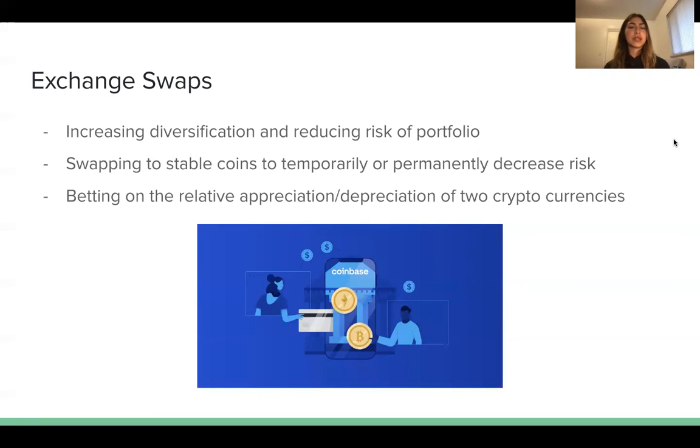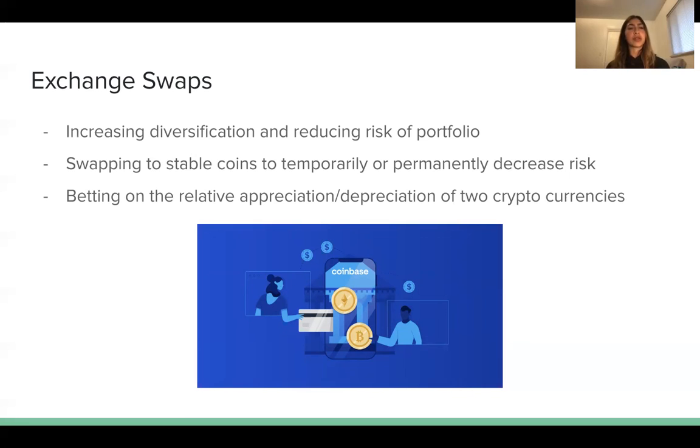And there's also stable coins available, like the coin Tether that follows the US dollar. And these stable coins follow the patterns of fiat currencies, and they generally are not very volatile. So if an investor wants to decrease their risk, either temporarily or permanently, they can swap to these stable coins. For speculation, if an investor believes that the relative appreciation or depreciation of the given currencies doesn't match the spot rate of the contract, then they could potentially profit from these contracts by basically betting on the future currency market movement of these two currencies in the contract.